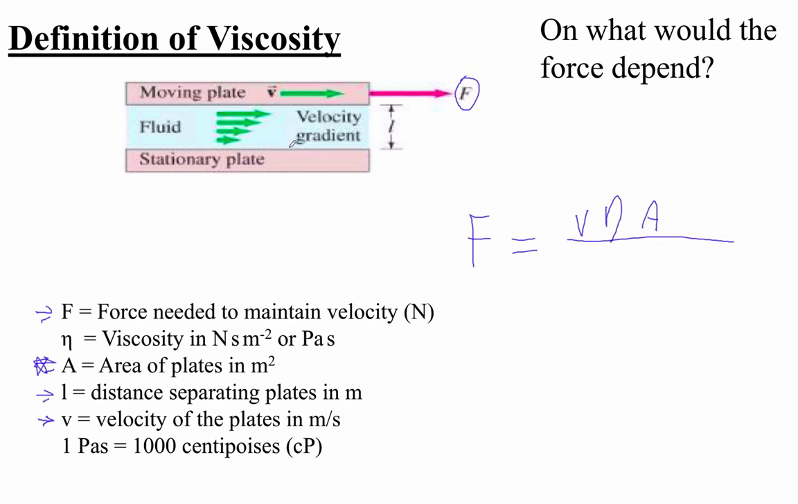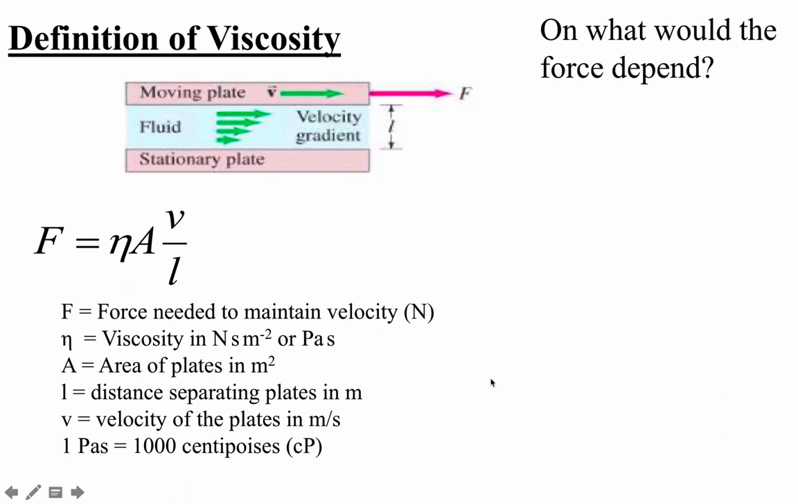Thickness. The thicker it is, if it was really thin, it would be hard, and if it was really thick, it would be easier. So I think that's in the denominator. So we've taken care of the velocity, the area, the viscosity. Let's see if we got it right. Yeah, there we go. So there's the official approved formula.